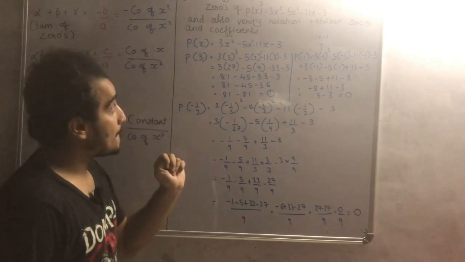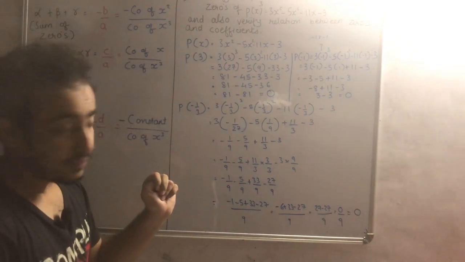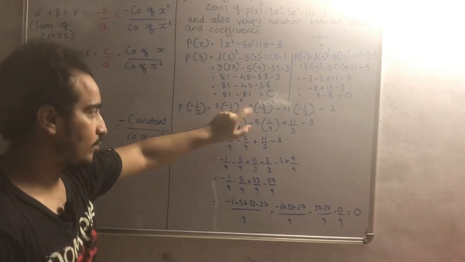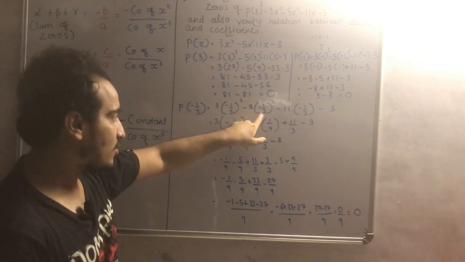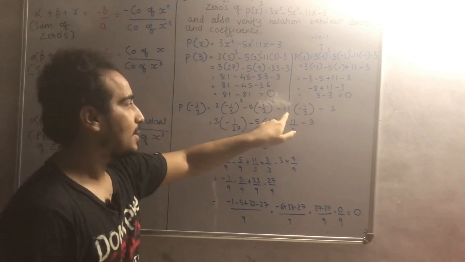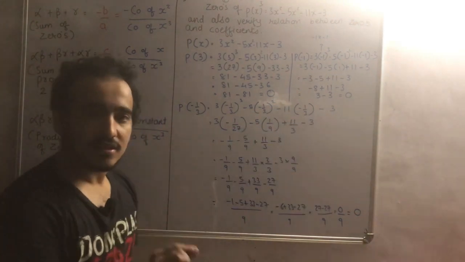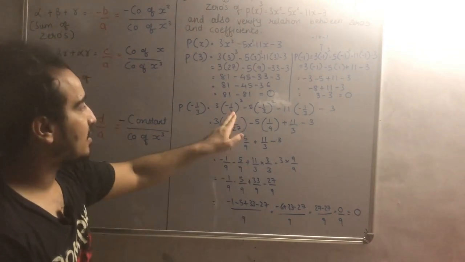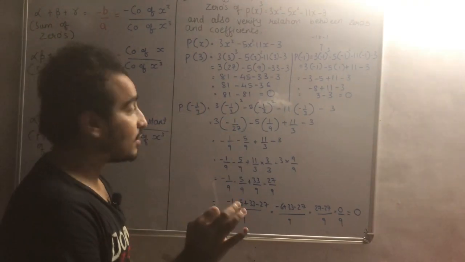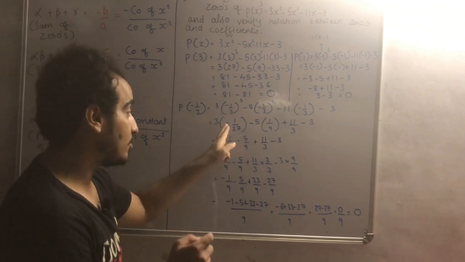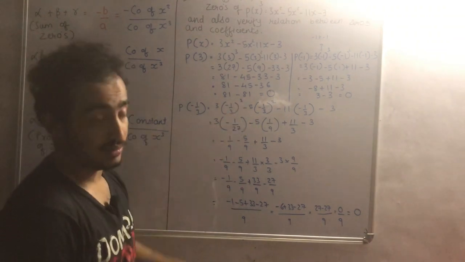Now last, minus 1 by 3, we will check it out. So 3 into (minus 1 by 3) whole cube minus 5 into (minus 1 by 3) whole square minus 11 into bracket minus 1 by 3 and minus 3. Instead of x, we have kept minus 1 by 3. The power of a negative number is odd. Here the negative number is minus 1 by 3. The answer will also be minus because the power is odd.